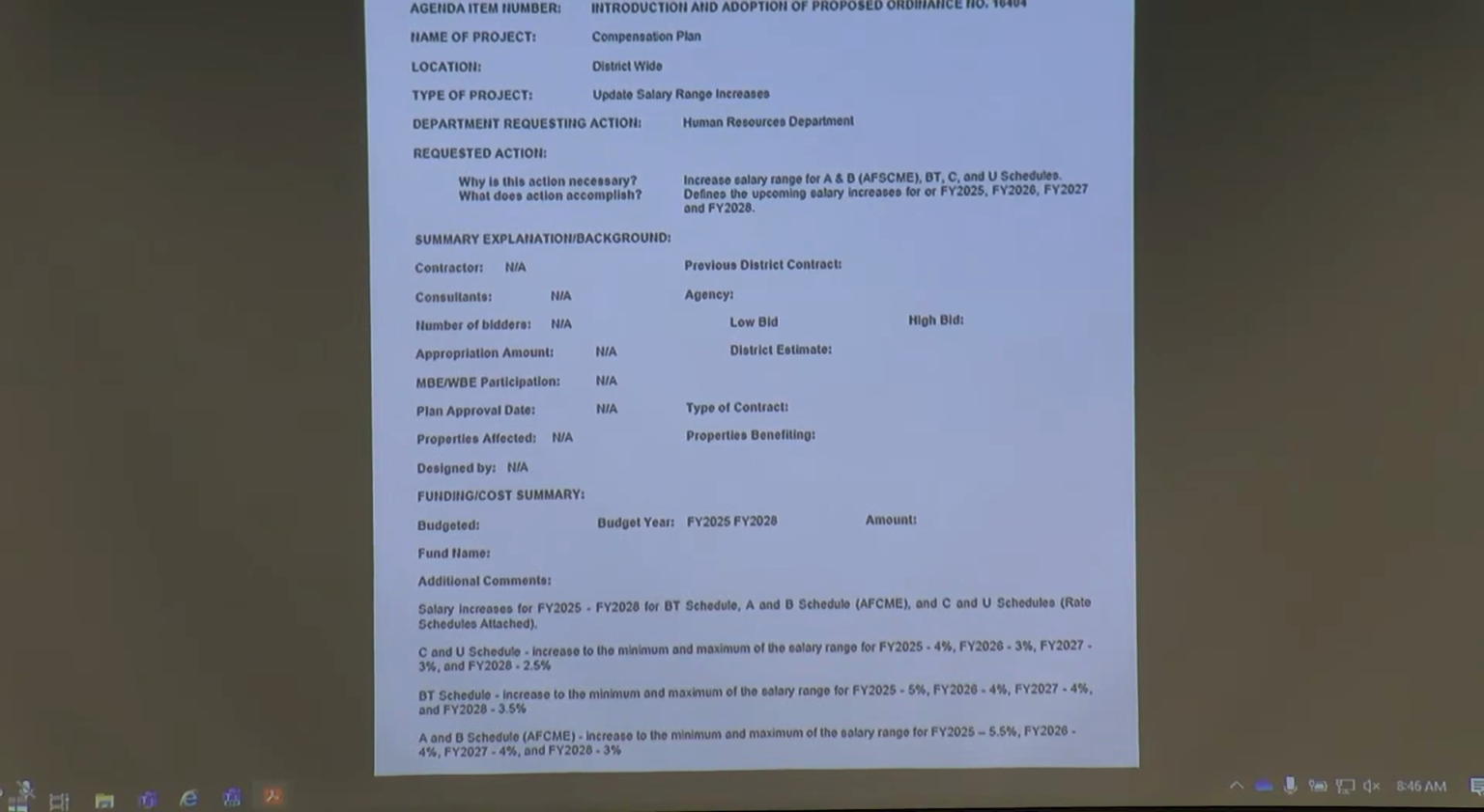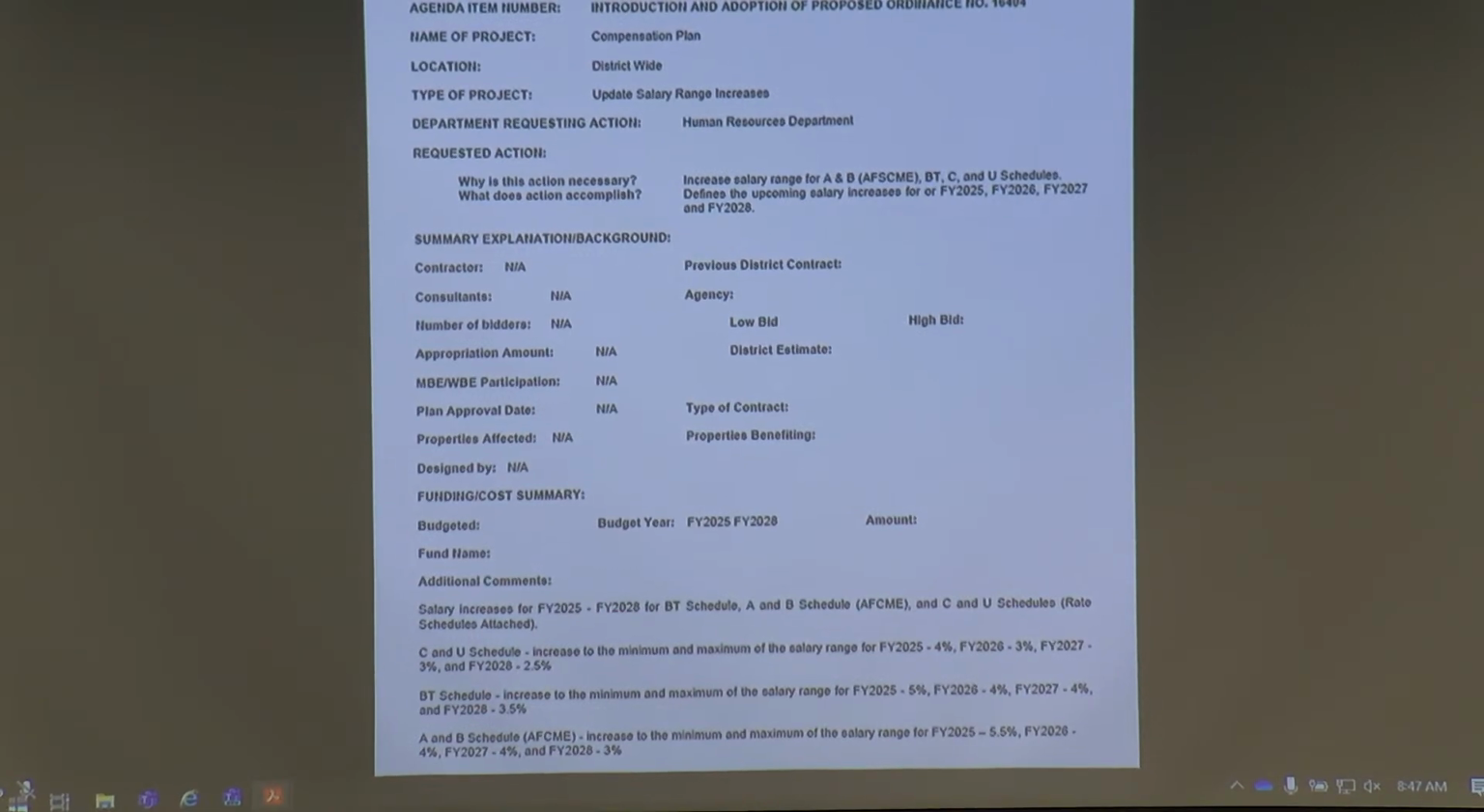The BT schedule covers one bargaining unit, but it's 4 unions: our bricklayers, electricians, fleet mechanics, and heavy equipment operators. We reached agreement with them, and for the 4 fiscal years covered, it will be a 5% increase in fiscal year 25, 4% for fiscal years 26 and 27, and 3.5% for fiscal year 28.